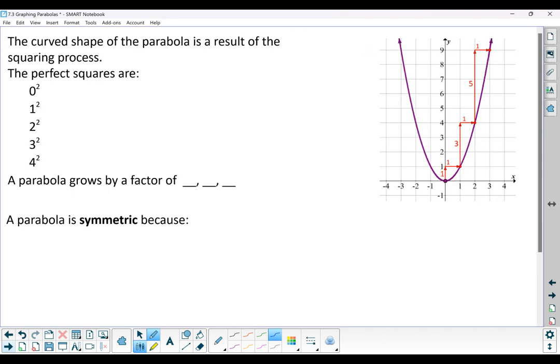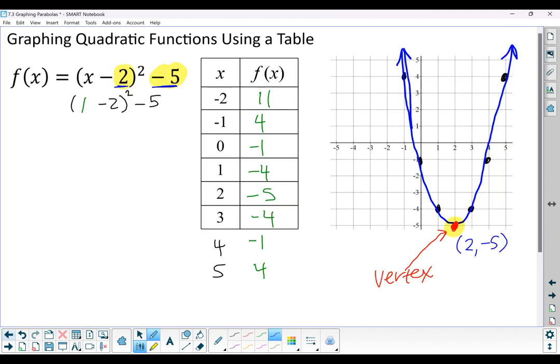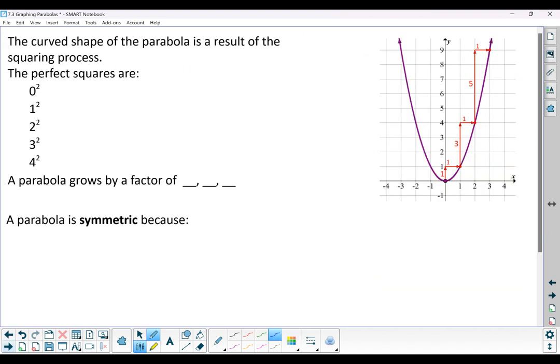So let's just talk about this curvy shape, because as we graph these, if we're going to use this idea of looking at the equation to find the vertex, we have to also know how to get the shape plotted. So this curved shape of the parabola is a result of the squaring process. So the perfect squares are 0 squared gives me 0, 1 squared gives me 1, 2 squared gives me 4, 3 squared gives me 9, 4 squared gives me 16. So this list of numbers right here are called perfect squares. So we want to think about perfect squares because parabolas come from squaring.